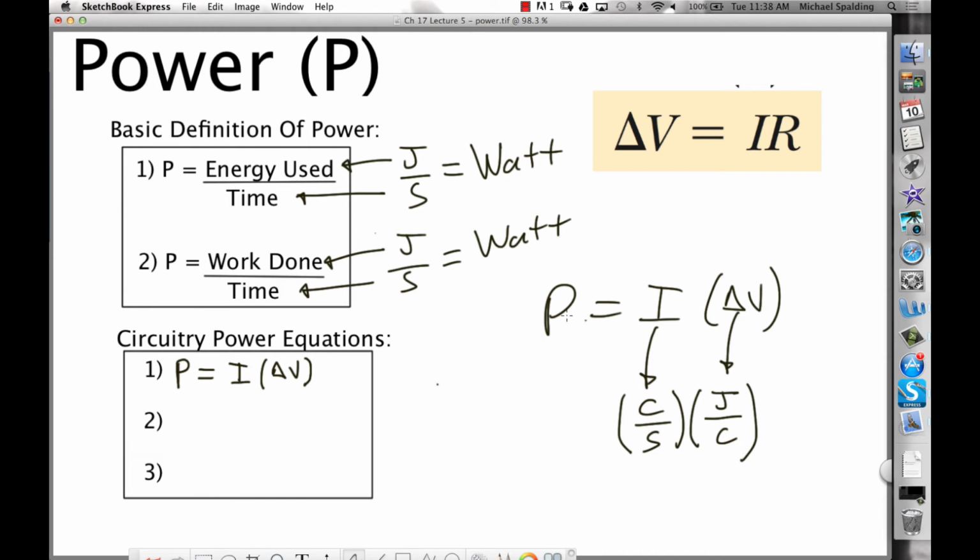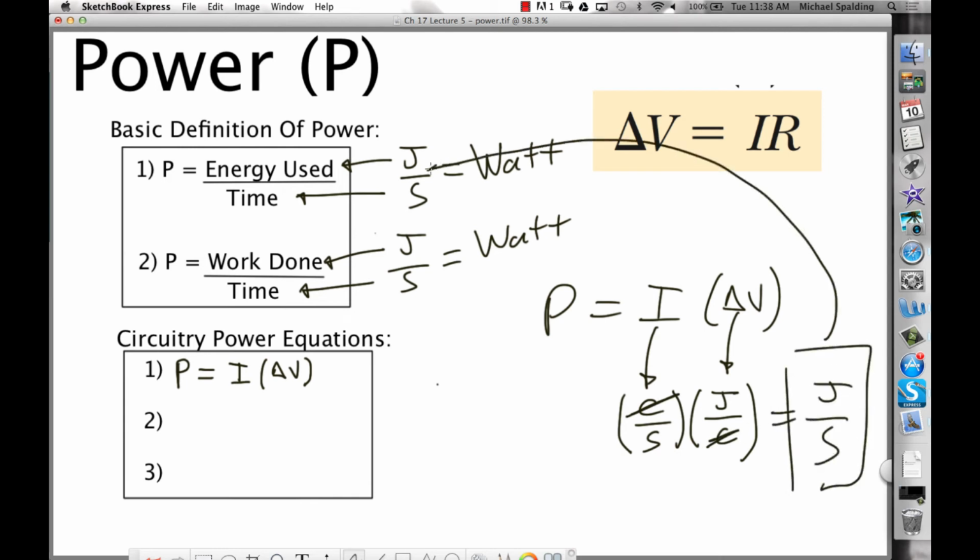Now look what happens here. What happens to the coulombs? Bam! What do we get? Power, baby. If you multiply the current times the voltage, it comes out as power. Ba-bam.